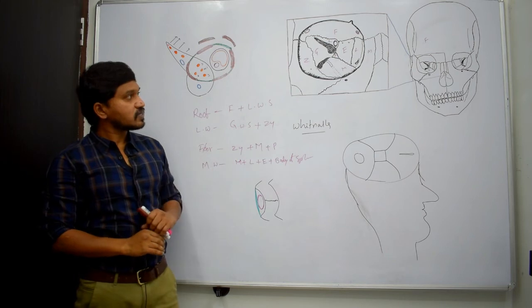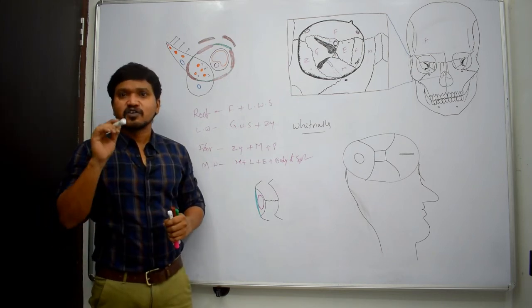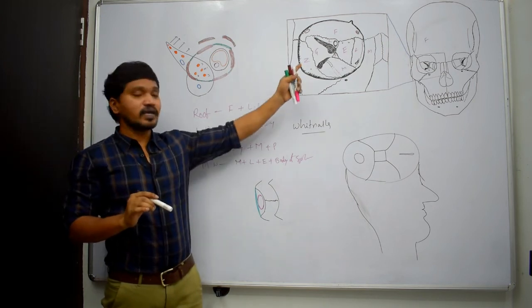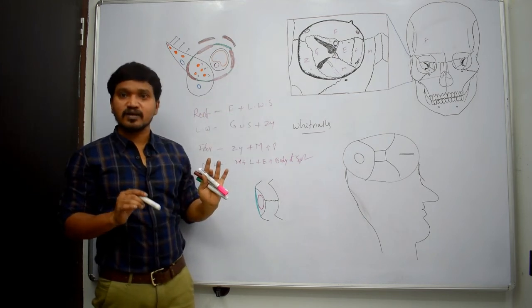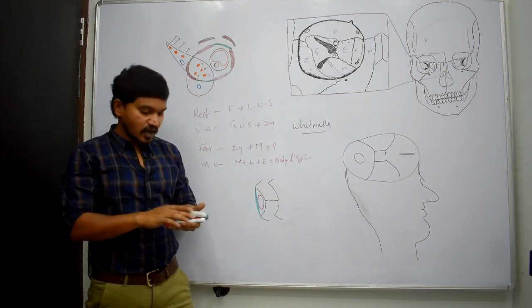Right? Now we will see what is orbital axis. Orbital axis is nothing but if you make one imaginary line through the central part of base, and that line has to pass through the optic canal. Right? That axis we are calling orbital axis. What is it? Orbital axis.